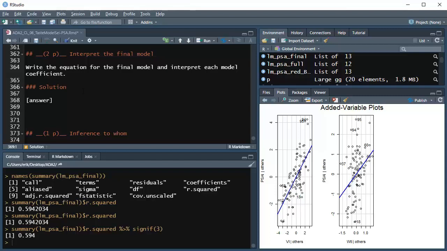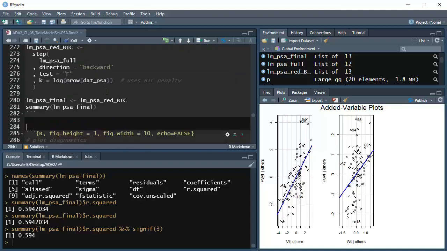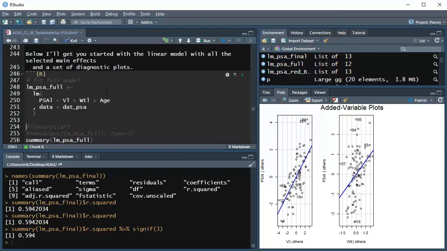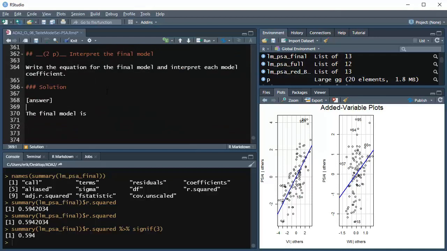All right. So first write the model equation and then interpret each model coefficient. So those are the two parts here. So for the model equation, I'll say the final model is, let me page up for a second. I'm going to steal the equation from here, from the full model. Well, yeah, that's fine. And page back down. The final model is, and I have to remove age.